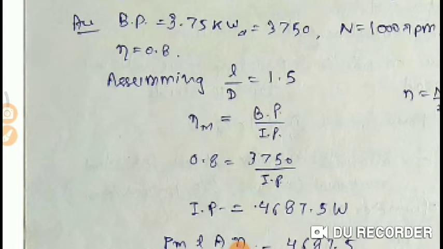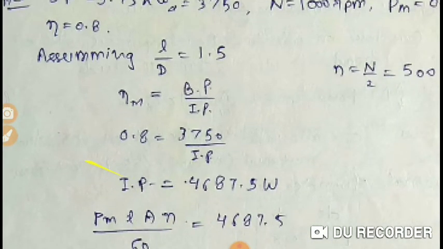This is the first condition that you have to assume for designing these cylinders and cylinder heads: L by D is equal to 1 by 1.5. What is L? Small l is the stroke length and capital D is the bore. So stroke to bore is equal to 1.5. And for a four stroke engine, we already know that small n is equal to N by 2. This is the general relation that you already know.